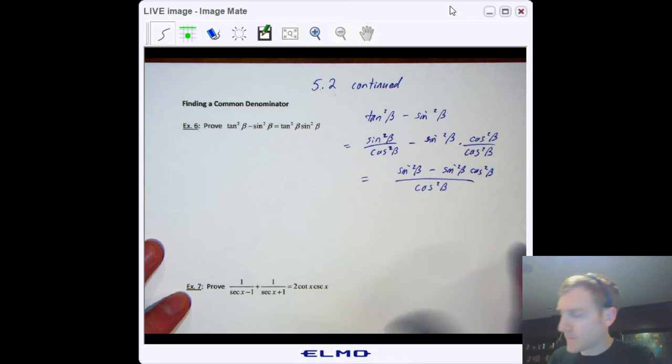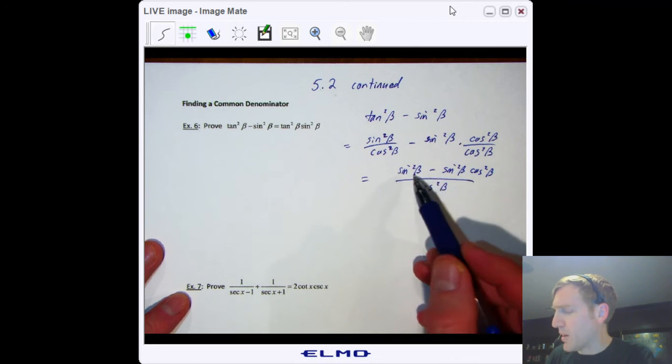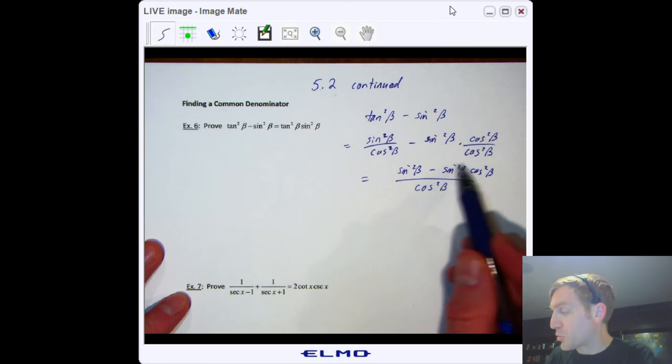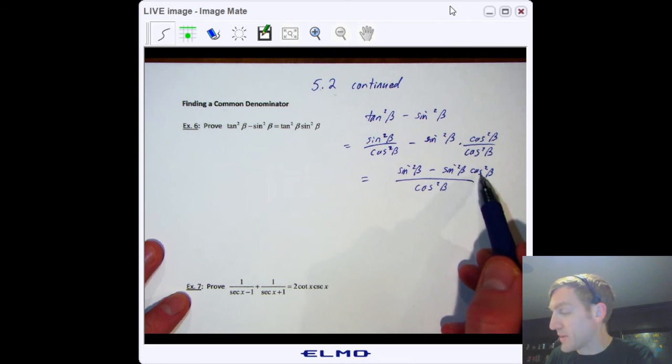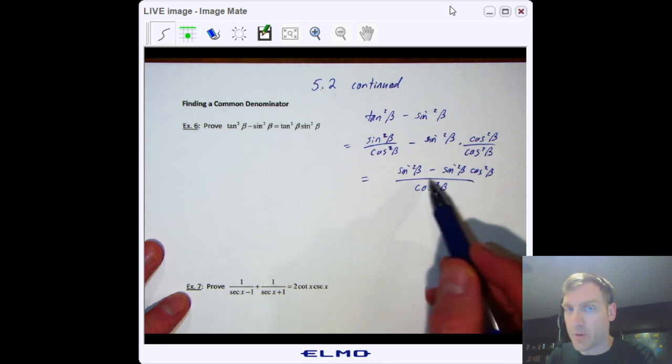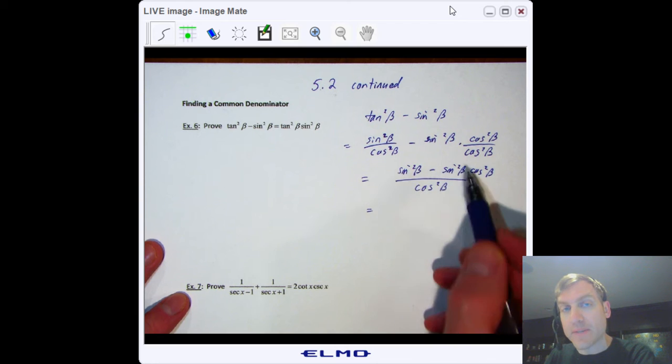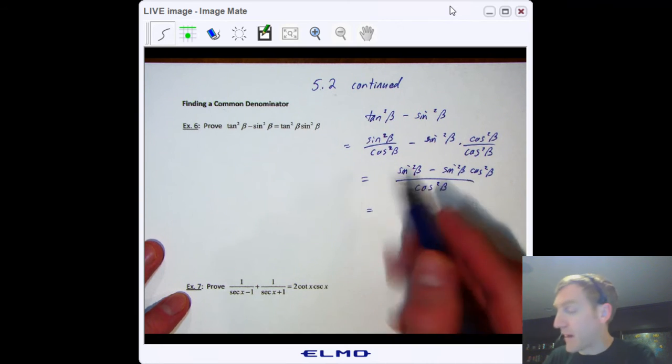cosine squared beta. Okay, now you might think, well, wait a minute, can't I subtract sine squared minus sine squared? No, you cannot, right? Because this is a product. This sine squared is being multiplied by cosine squared beta. So these are not like terms. You cannot subtract them. But what you can do, both terms have a sine squared beta, so you can factor that out front.